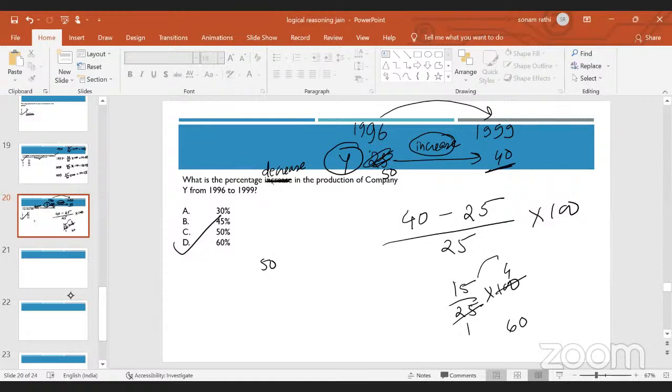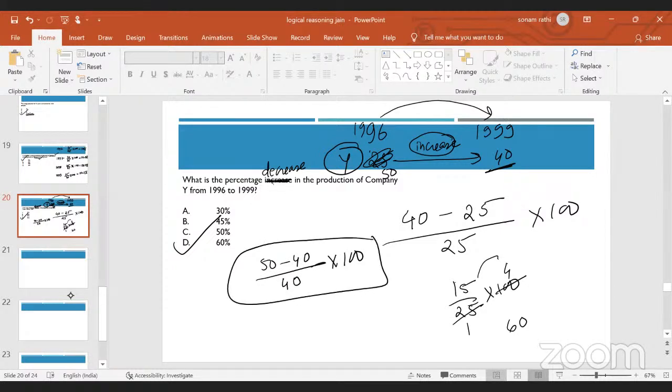So 50 minus 40 upon 50 into 100. You will do the subtraction here because you have to find the decrease. Basically, you are doing comparison. So when you are doing comparison, you have to subtract irrespective of whether it is increase or decrease. Okay, so that's how you will calculate if they are asking you decrease. Got it?